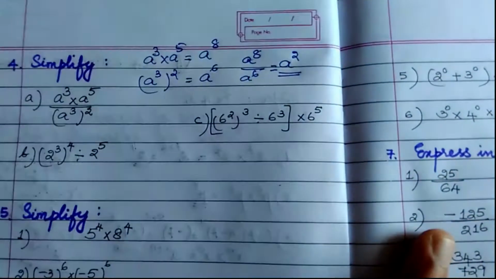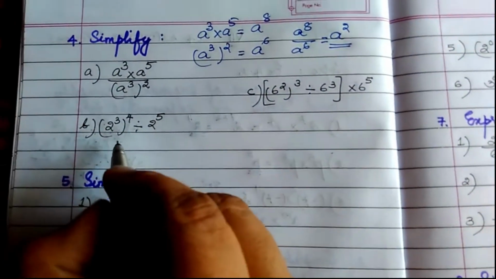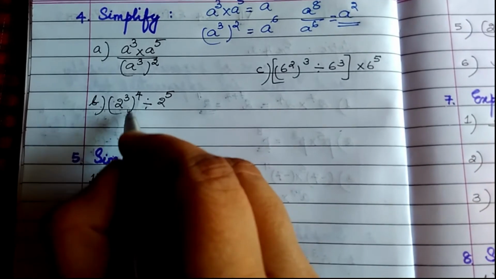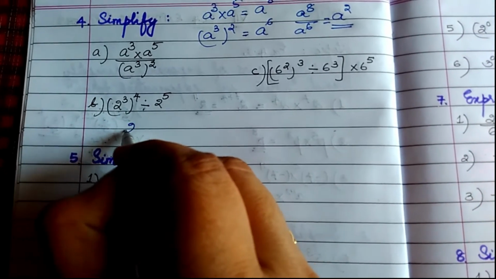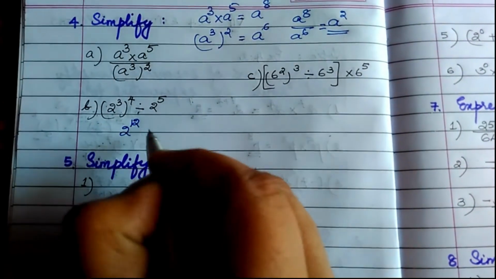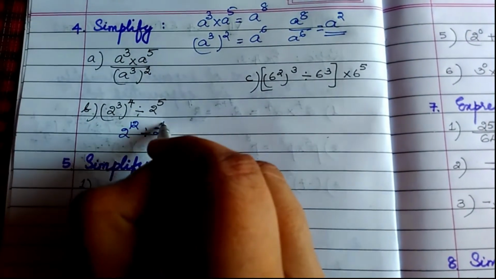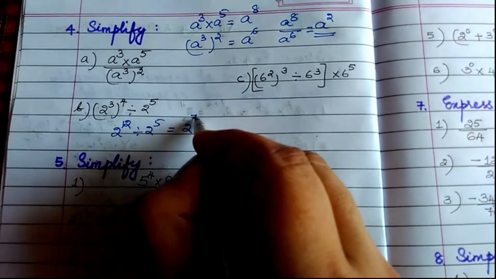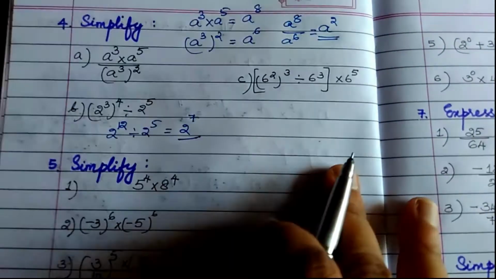You got the answer? Now next is 2 to the power 3 whole to the power 4 divided by. So first you will do the numerator. Numerator is 2 to the power 12 divided by 2 to the power 5. That is the second law, that is 2 to the power 12 minus 5, that is 7.